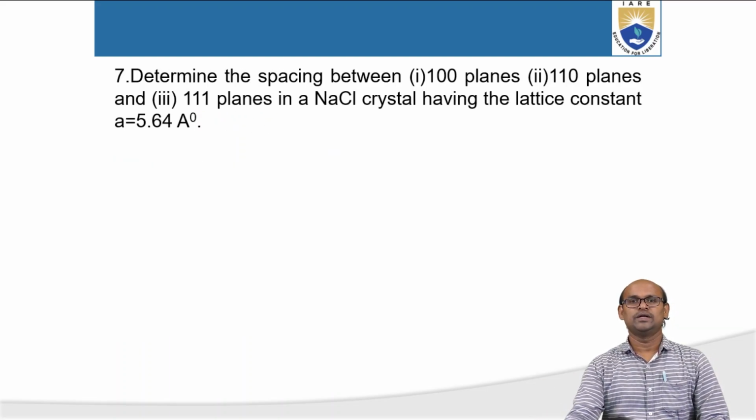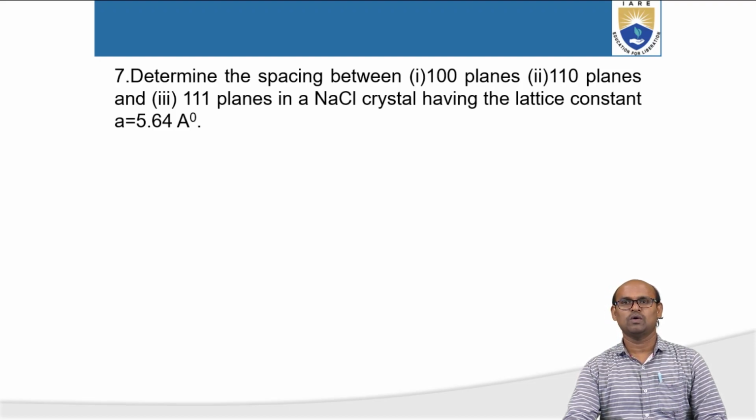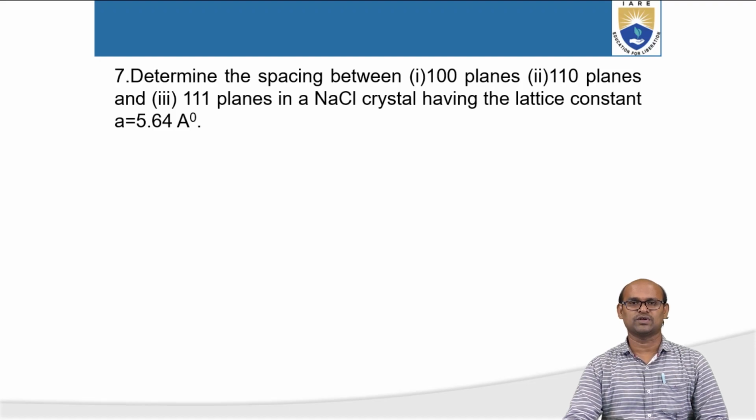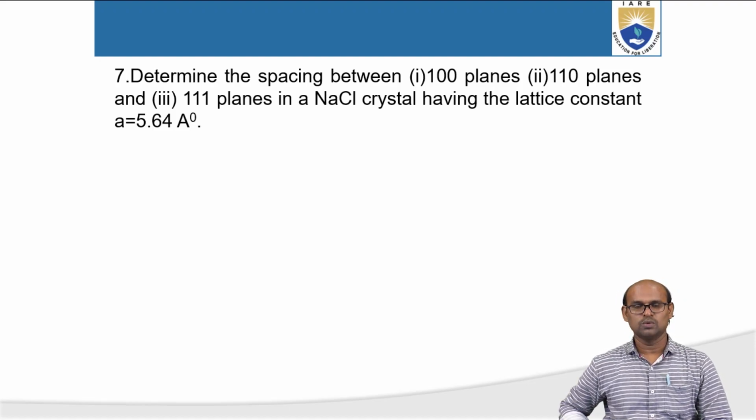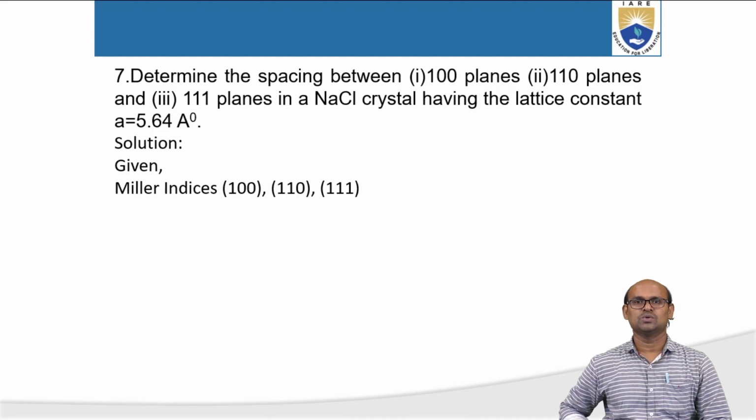Seventh numerical problem. Determine the spacing between 100 planes, 110 planes and 111 planes in a NaCl crystal having the lattice constant a equal to 5.64 angstroms. We have to find the spacing between these planes. They have given the lattice constant. So we have to calculate the interplanar spacings between the planes. Miller indices are given as 100, 110, 111.